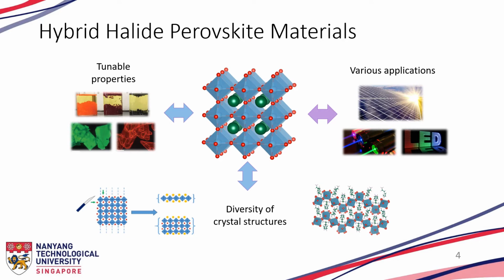And as I say, one of the ways to tune the properties is to change its dimensionality. By chemical methods, we can cut the materials along one of the crystallographic planes and get two-dimensional materials or one-dimensional materials and so on, with different orientations of the layers.